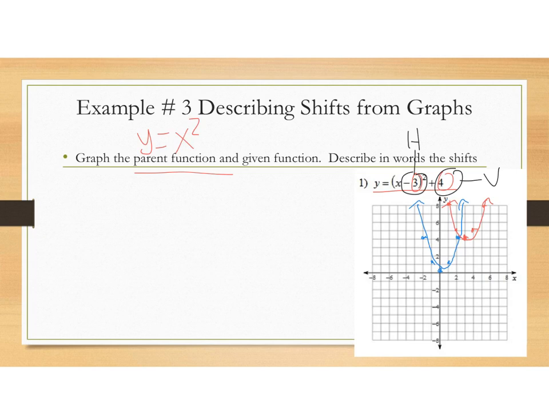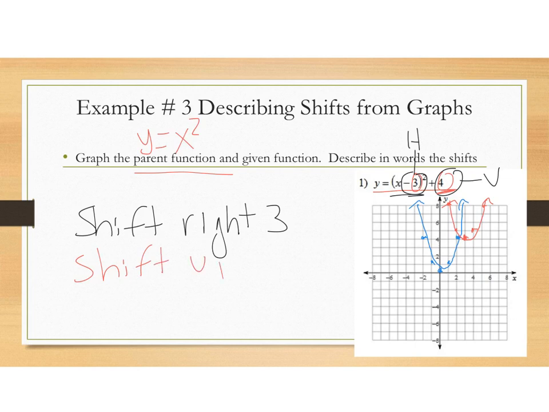Now the one inside the parentheses is our horizontal shift. It said x minus 3, but remember that it's opposite of what you think, so instead of going to the left, the minus 3 really means you're shifting to the right. So we can say shift right 3, and then the vertical shift comes after the parentheses, that's the plus 4, and that went up, so shift up 4. That's what we're going to be doing, is describing these shifts in words and from a graph.